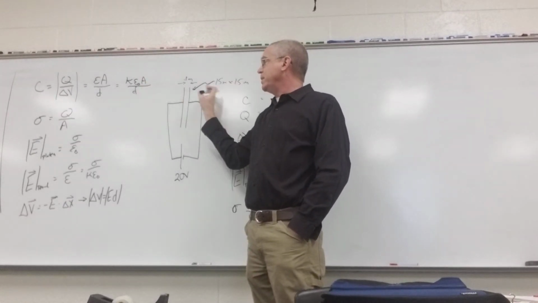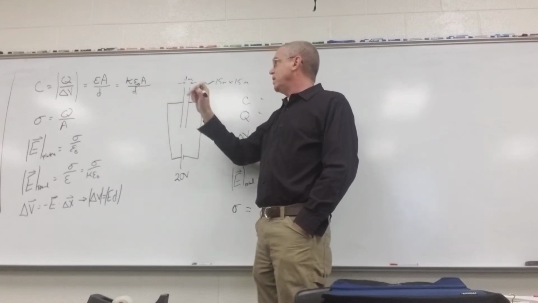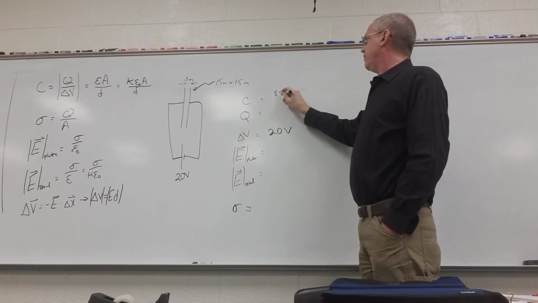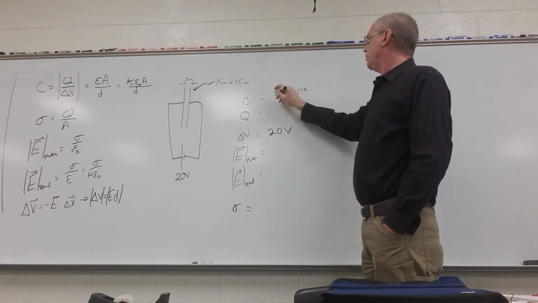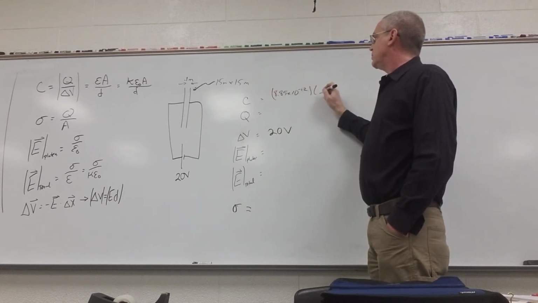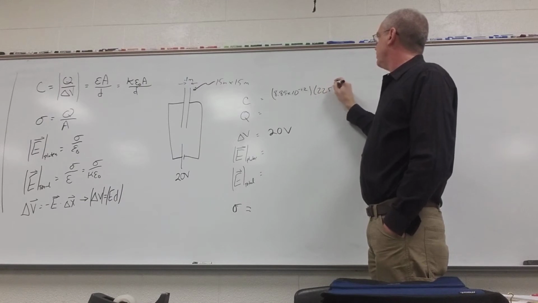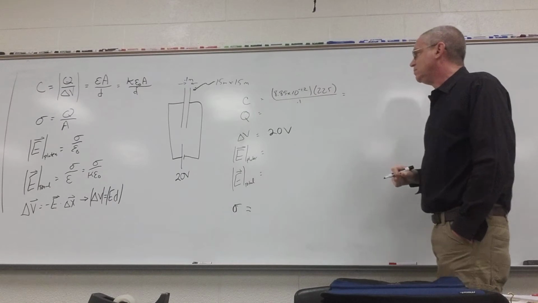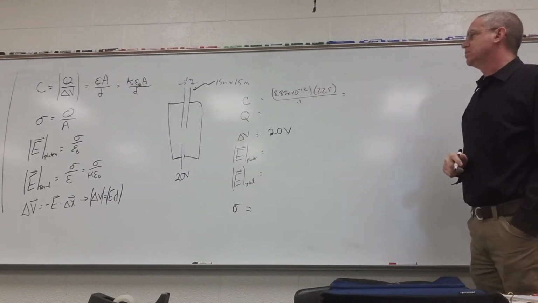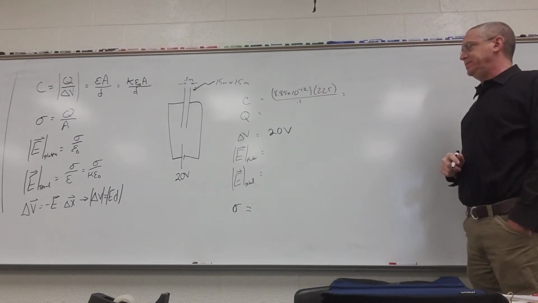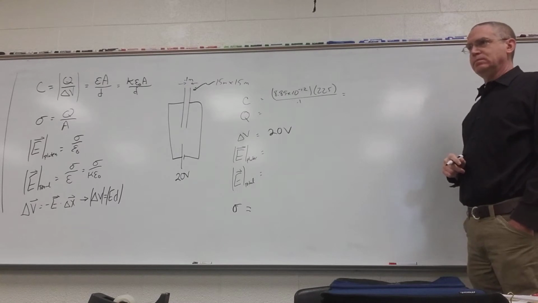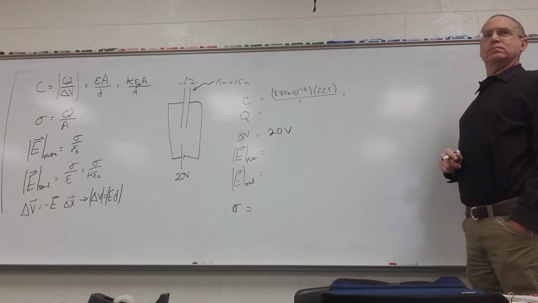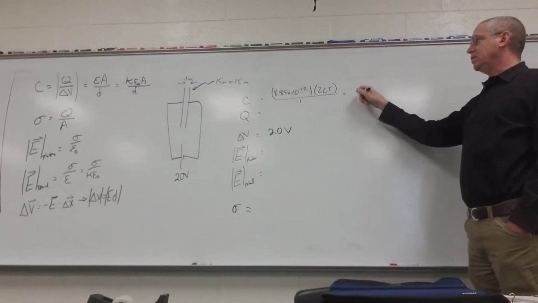Area, we have the dimensions, and the distance between them is given. So capacitance becomes the 8.85 times 10 to the negative 12, times area, which is 225, divided by 0.1. And the answer is 7.